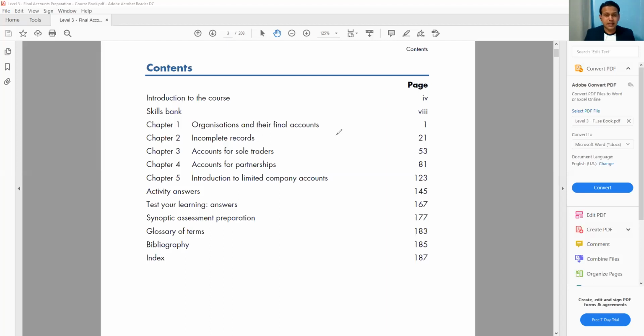So let's say Shafiq said, no, I have a few friends, so it's not only me. I have three more friends, and we want to do a business together. If this is the plan, we can advise Shafiq, you can go for the partnership. The partnership will allow you to do business together with more than one person.